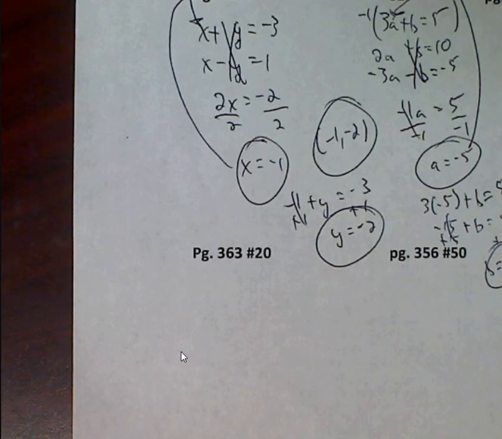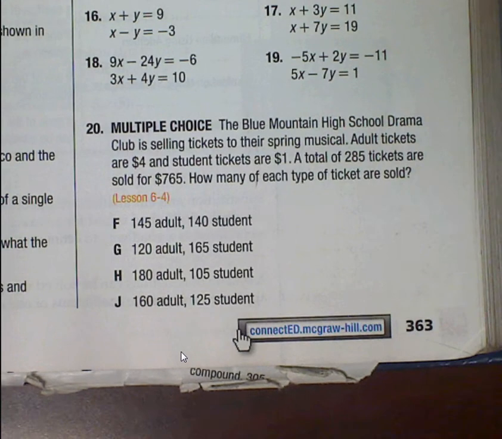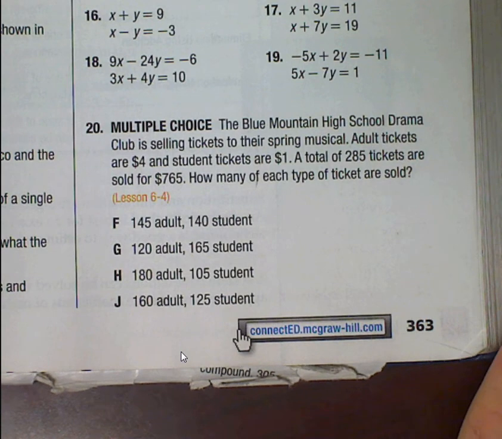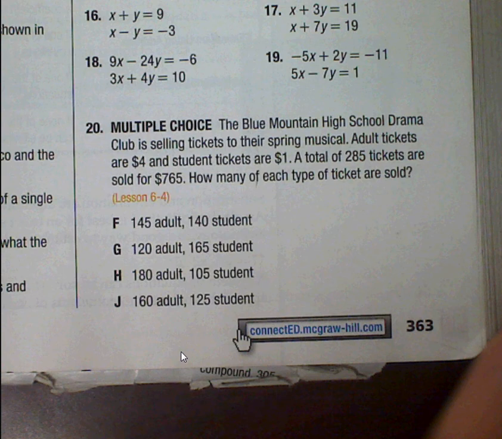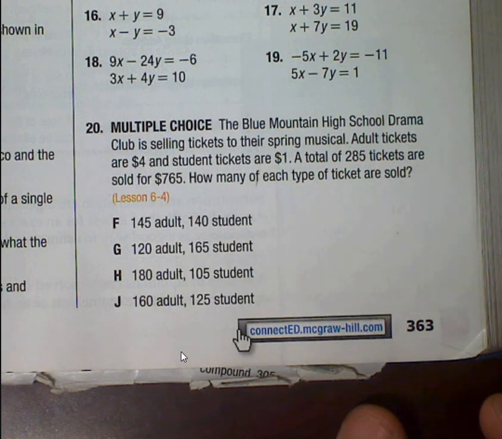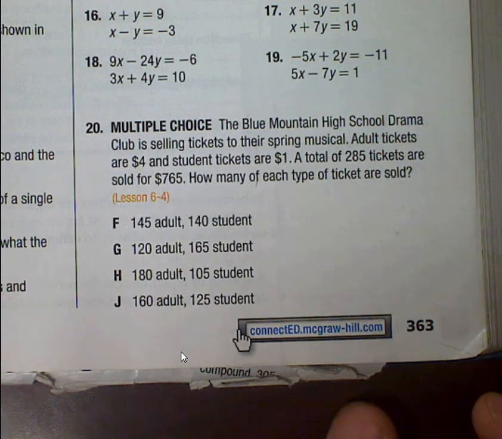Page 363, number 20. The Blue Mountain High School Drama Club is selling tickets to their spring musical. Adult tickets are $4 and students are $1. A total of 285 tickets are sold for $765. So we have two missing unknowns. We have adult tickets, student tickets.